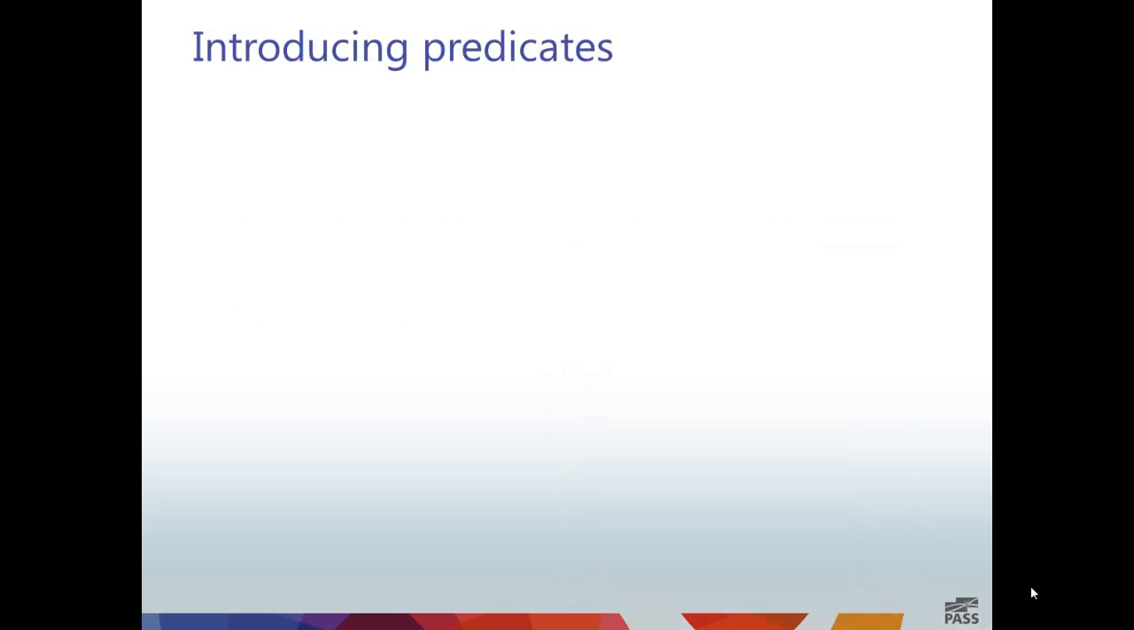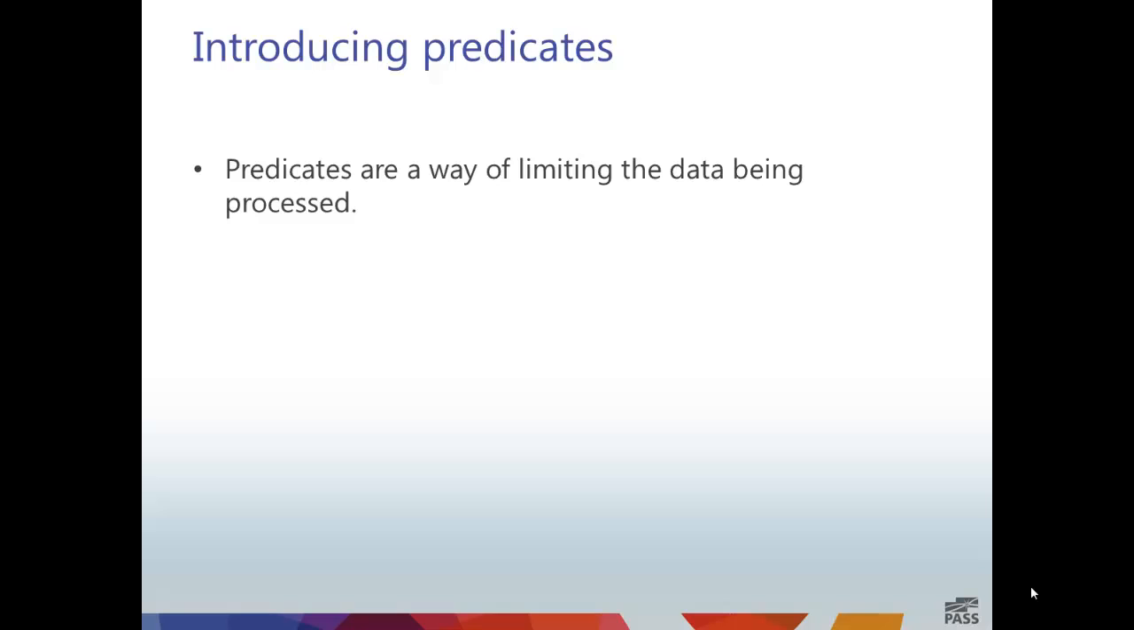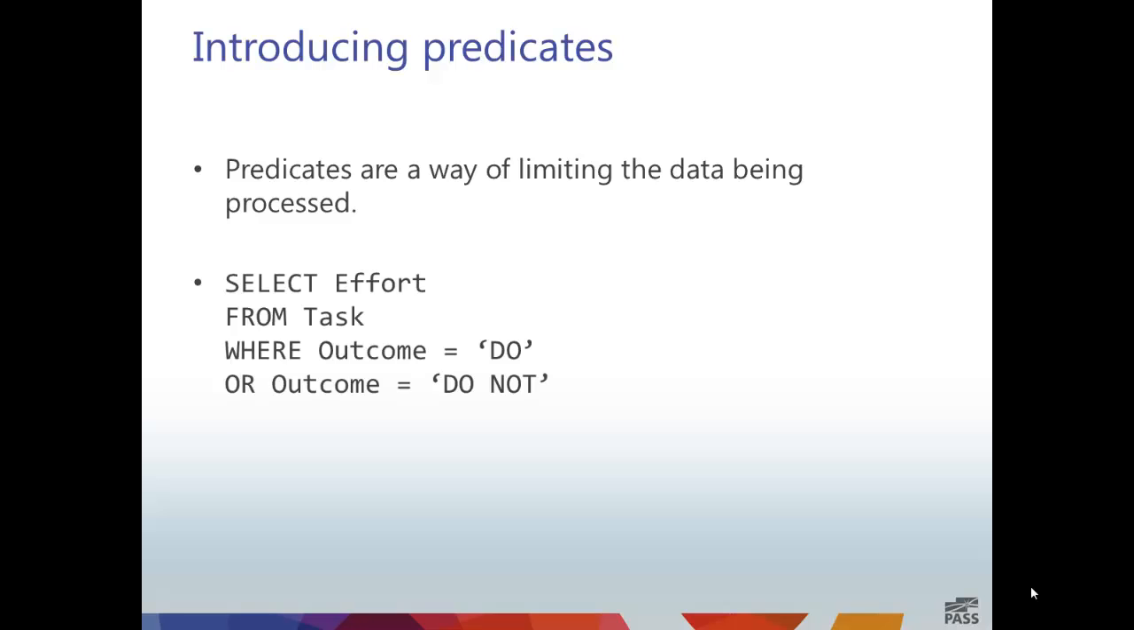So we've got our select statement, but sometimes we don't want to return everything from a table, so there's something called a predicate, and typically we're going to use a where clause in order to filter out the data that we want returning. So it might look something like this. In this scenario, we have our task table, and we're selecting the effort attribute from it, but we're filtering where the outcome is do or the outcome is do not.